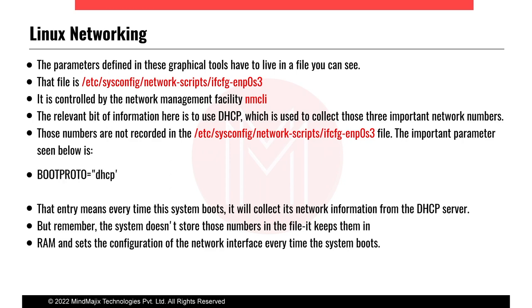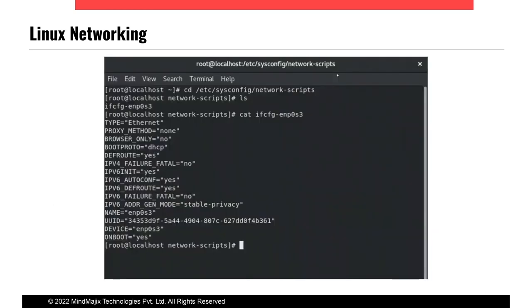I have already explained this. The entry means every time it boots, it will collect its network information from the DHCP server only. The DHCP server decides which IP address to give to the host system. But remember, the system doesn't store those numbers in the file. It stores them in RAM and sets the configuration. That information is not saved in the file in the case of the DHCP scheme. For this scheme, I would like to share this slide.